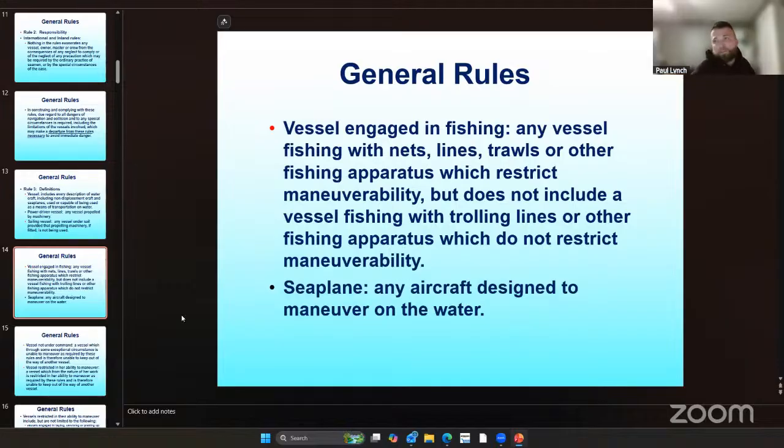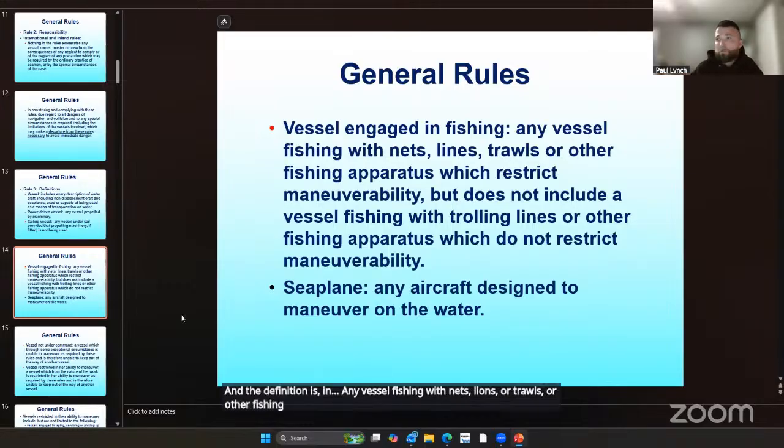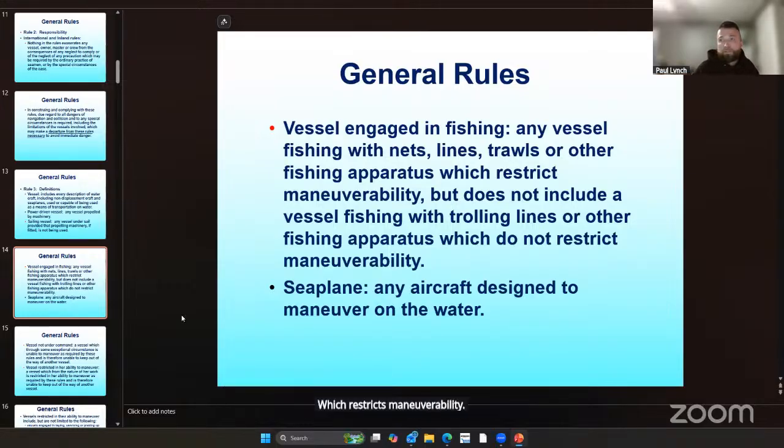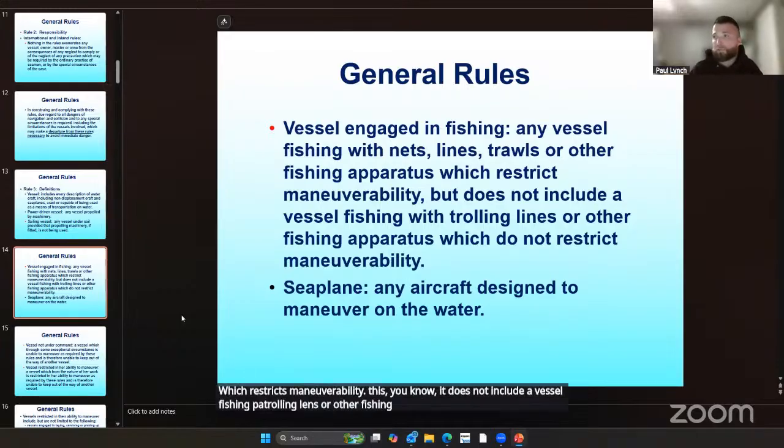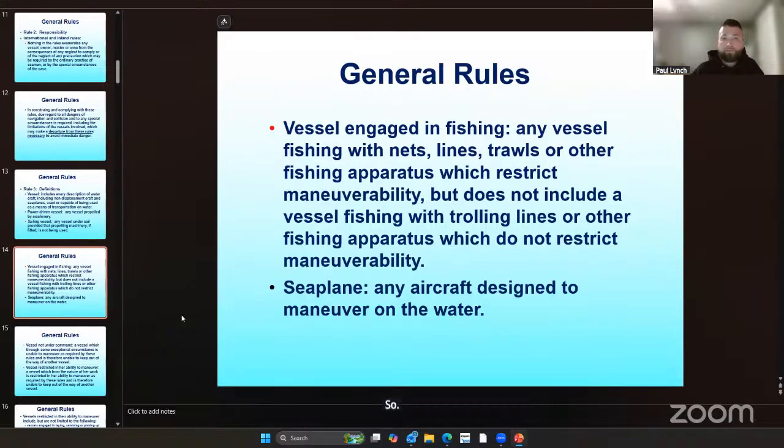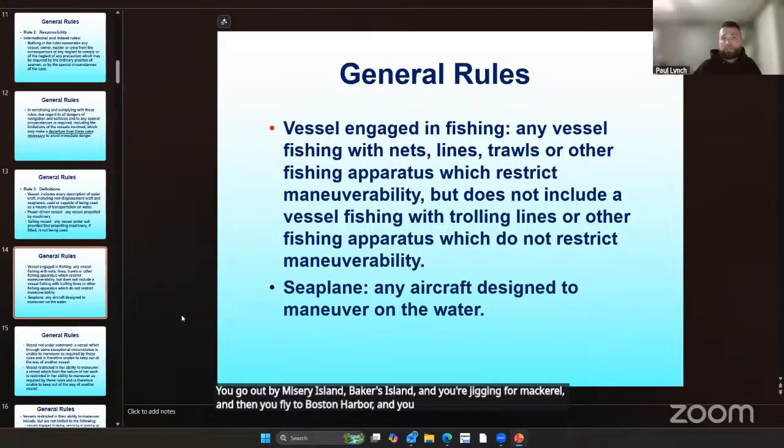Then I mentioned the definition of a fishing vessel. The definition is any vessel fishing with nets, lines, or trawls, or other fishing apparatus which restricts maneuverability. It does not include a vessel fishing with trolling lines or other fishing apparatus which does not restrict maneuverability. So if you go out ground fishing for haddock, you're not a fishing vessel. That doesn't restrict maneuverability. You go out by Misery Island, Baker's Island, and you're jigging for mackerel. And then you fly to Boston Harbor and you start casting at a school of bass.